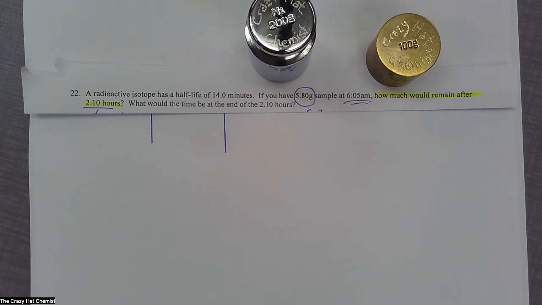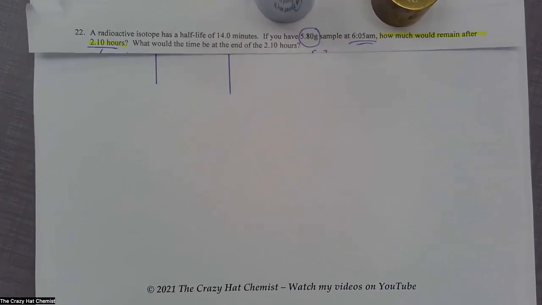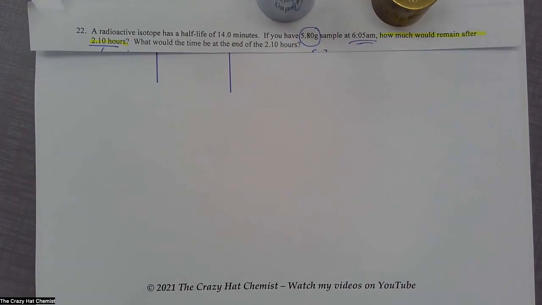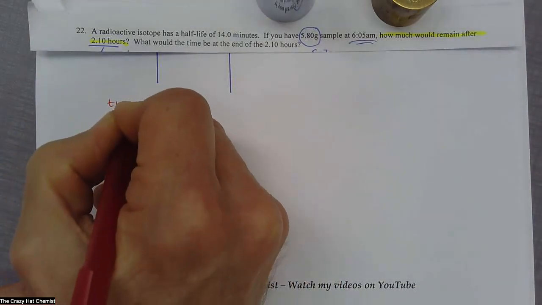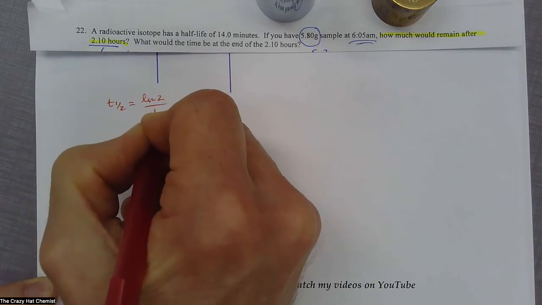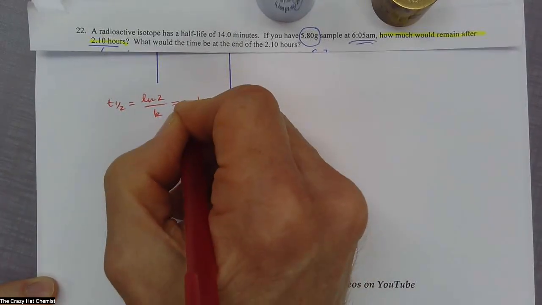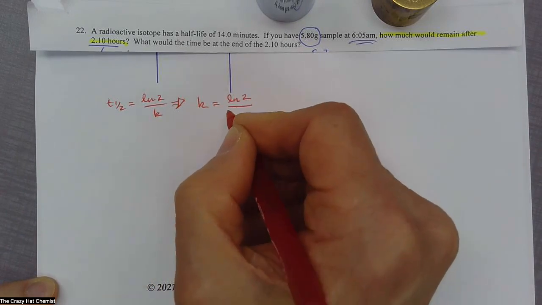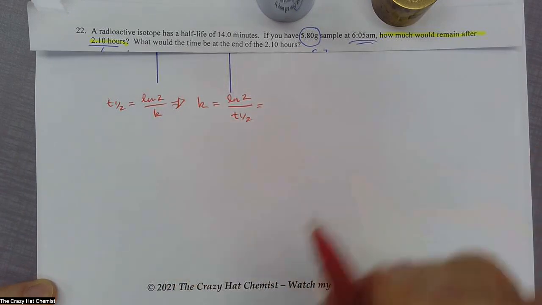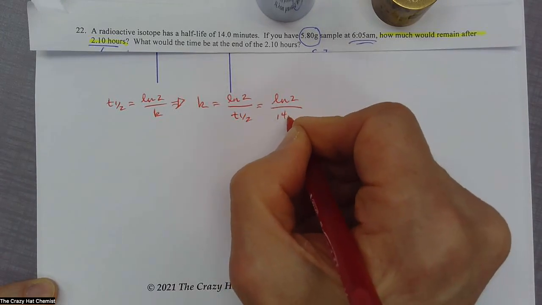Here we go. We're going to use the integrated first order rate law to solve for the next one. I hope you've been keeping up with me on the other ones. So we have t of 1/2 equal to natural log of 2 over k. We're going to rearrange this and solve for k. So k is equal to natural log of 2 over t of 1/2. This will give me the rate constant. So that's natural log of 2 over 14 minutes.